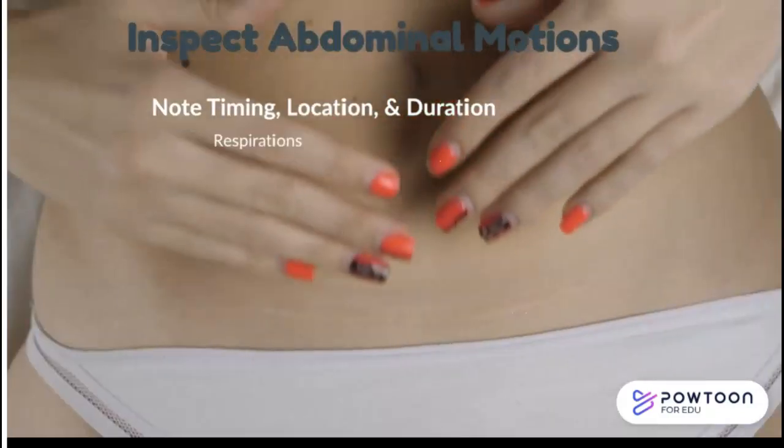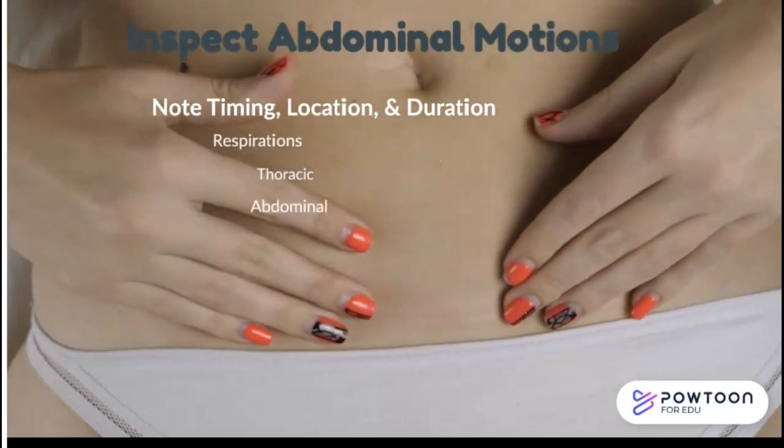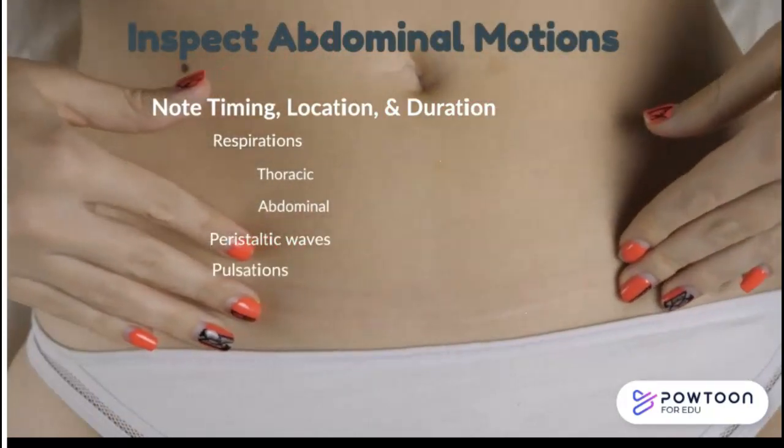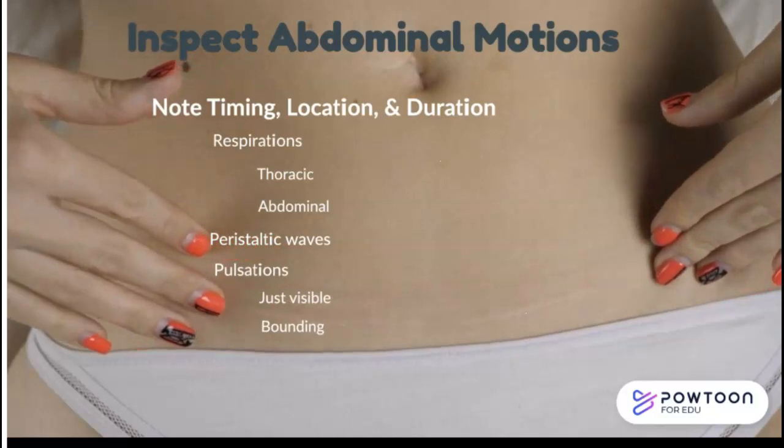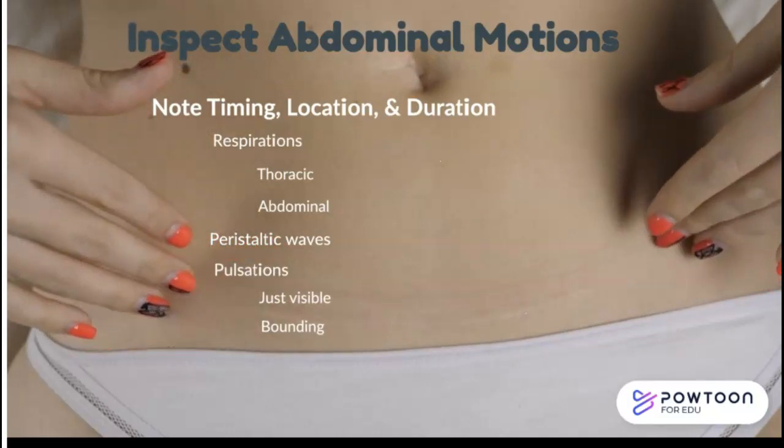Continuing with your abdominal inspection, you're going to look at motility or motions, looking for respiratory effort with the abdominal muscles, peristaltic waves, which you may see from digestion, or pulsations. Bounding pulsations may be problematic.